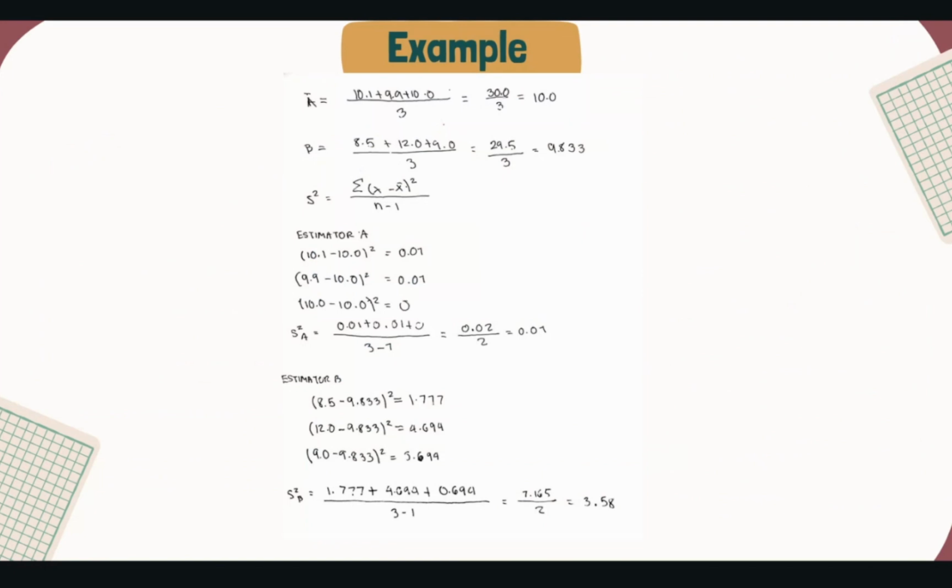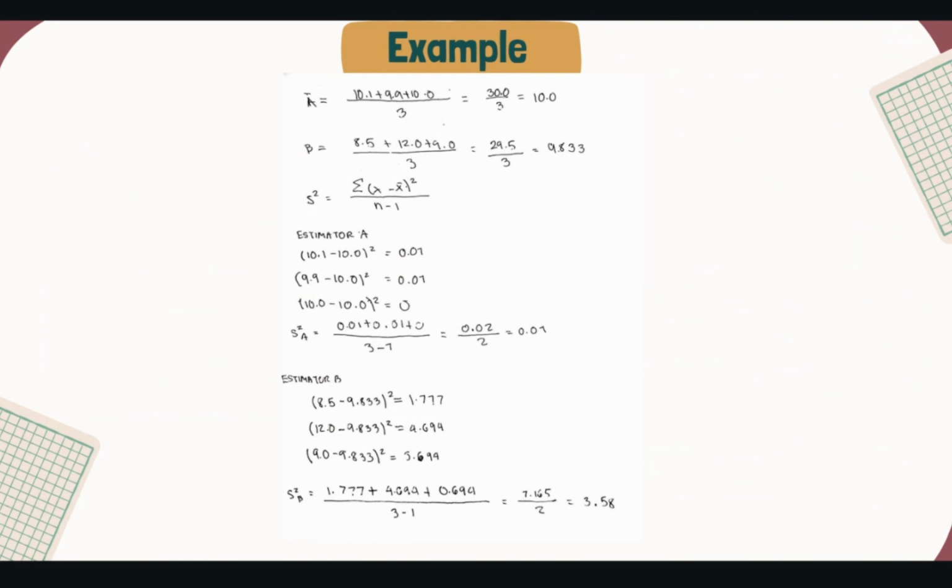I forgot to write the given, but I will do my best to explain clearly. For our estimator A, first we will get the mean. We will use the formula for the mean. The given for estimator A is 10.1, 9.9, and 10. We add them and divide by 3 because there are 3, and we will get 10.